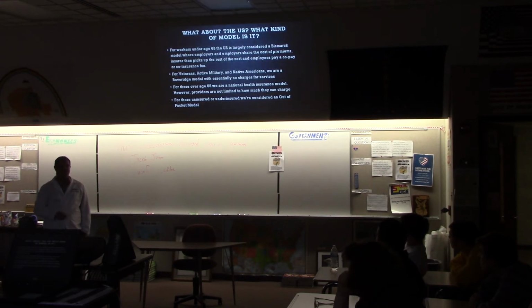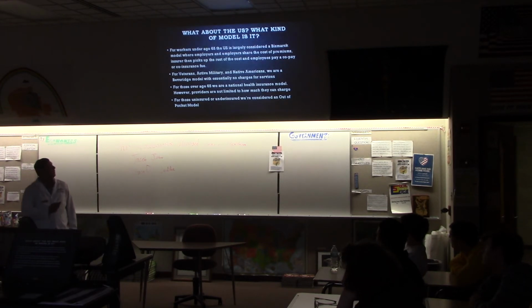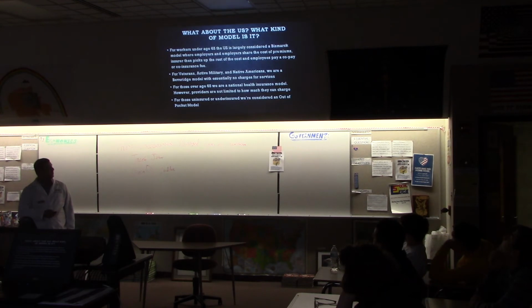So what about the US? What are we? For workers under age 65, we're largely considered a Bismarck model, where employers and employees share the cost of premiums, insurer then picks up the rest of that cost, and employees pay a copay or co-insurance. For veterans, active military, Native Americans, we are a Beveridge model with essentially no charges for services. For those over 65, national health insurance, but providers are not limited to how much they can charge. For uninsured or underinsured, we're out of pocket.